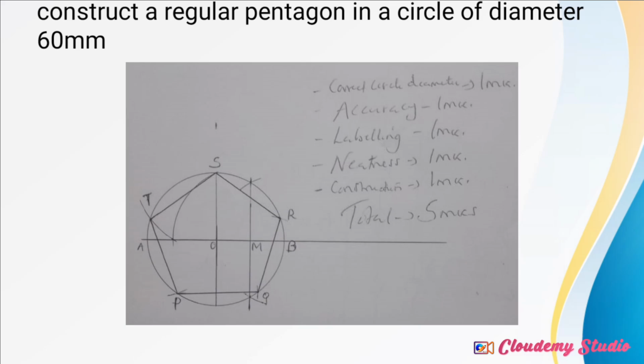So it means that the first step that we have to do, the first marking point, is we have to draw the circle. If you look at the marking scheme, it was: correct circle, diameter, 1 mark, accuracy, labeling, neatness, and the construction. Because the question is telling you to construct, you are expecting that we have to see some arcs, meaning that you did some constructions. So the first step, you have to construct the circle.